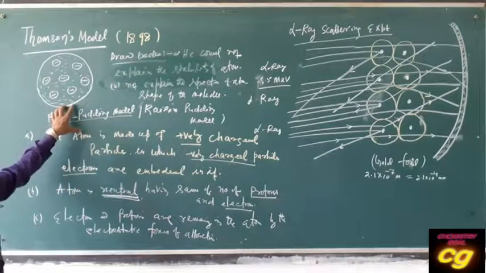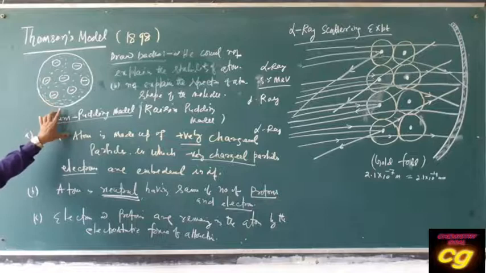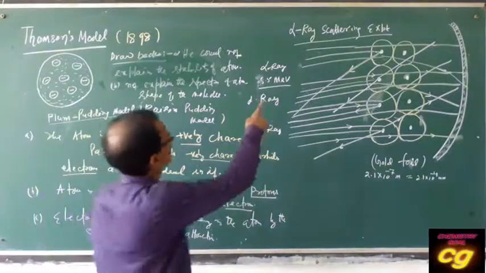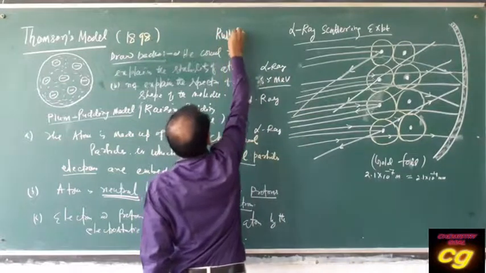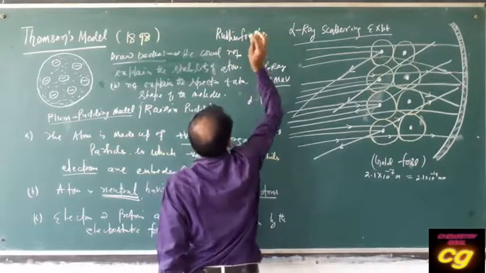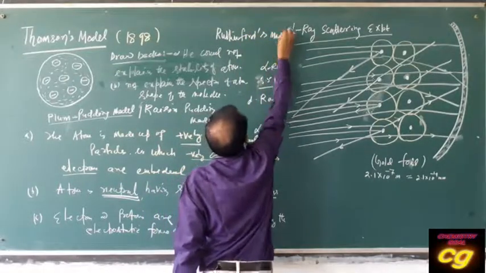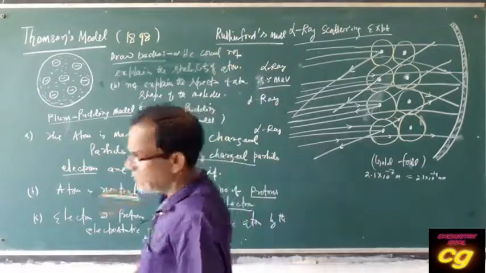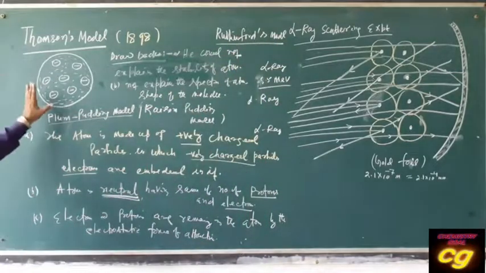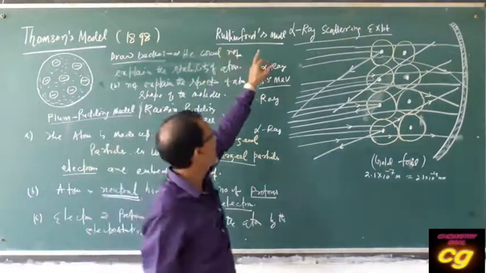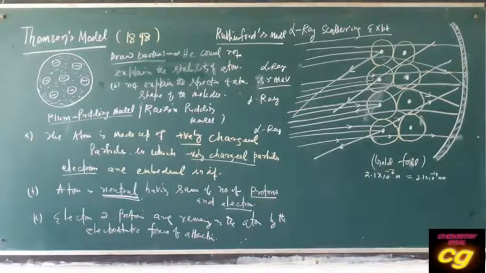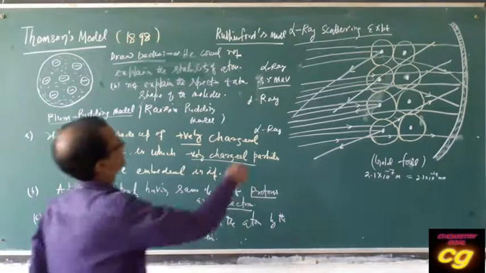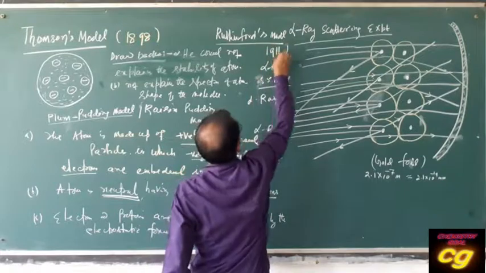Then this model was modified by Rutherford. The Thomson model was modified by Rutherford, and he prepared Rutherford's model in the year 1911.